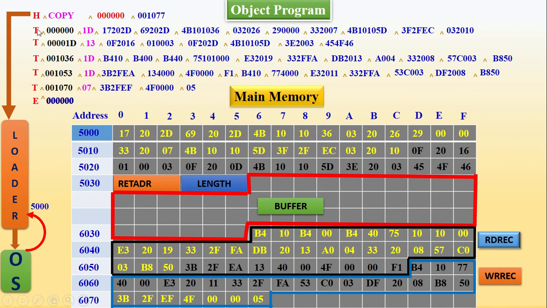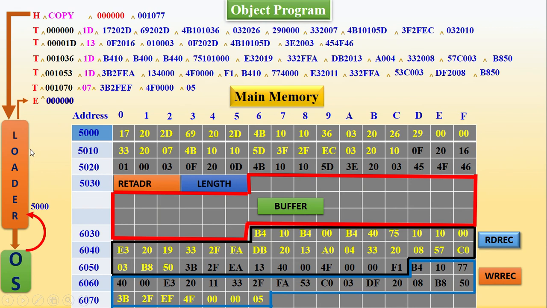After reading all the text records, the loader reads the last record, called the end record. Now in the end record, the 0000 indicates the starting address of the first instruction to be executed, assuming the program has to be loaded into the location 0000. Now the OS told the loader to go and load the program into location 5000.